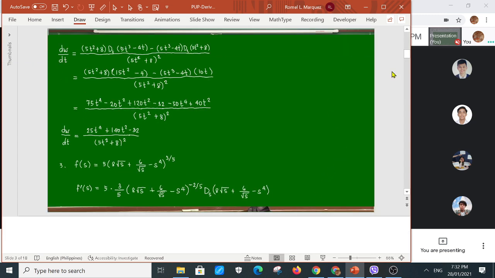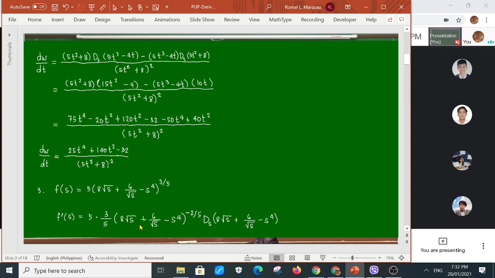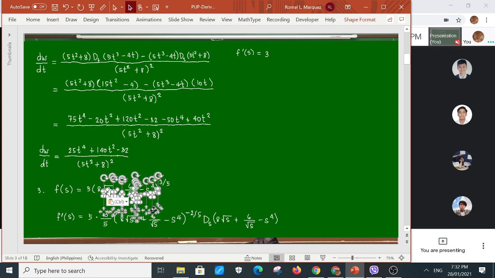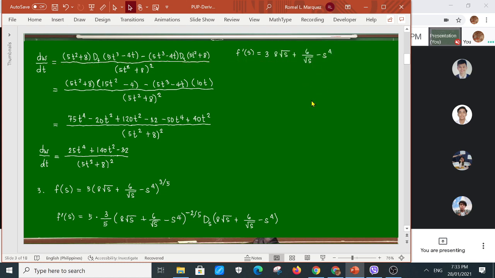Okay, so let's now proceed. What's now the derivative of this? So f prime of s is equal to 5 times 3 over 5, that is 3. Then copy, enclose. See, shortcut. I'm very expert in the use of PowerPoint. Then get the derivative, no? Negative 2 over 5, the exponent.